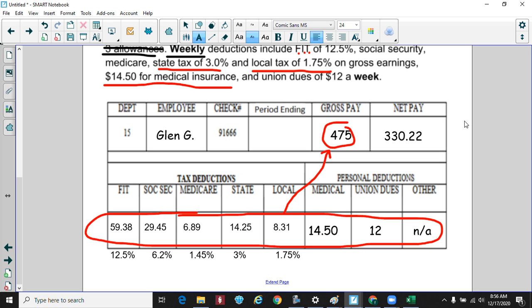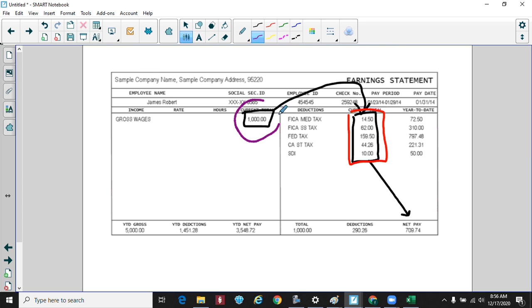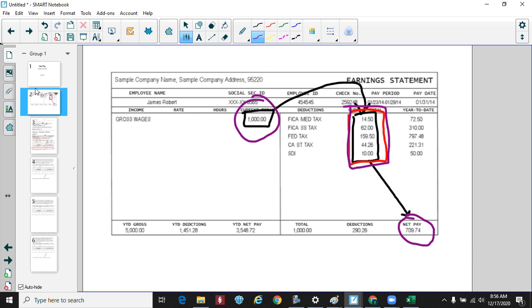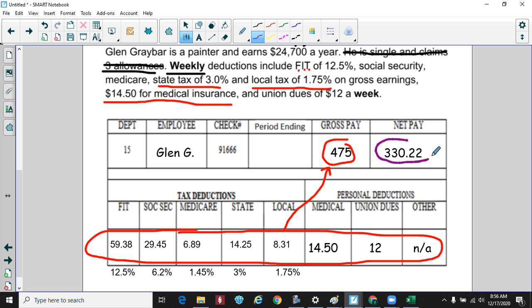Okay? So again, his gross pay is how much he made beforehand. His net pay is how much he made after the deductions. So again, going back to the pay stub that I just showed you, remember, we started with gross pay, we subtracted all of the deductions, and then we're left with net pay. So remember, in this question, $1,000 is how much he made. Now it whittled down to $709. Same concept here. He started with $475, and now he's at $330. All right, pretty simple. Let's try another one.